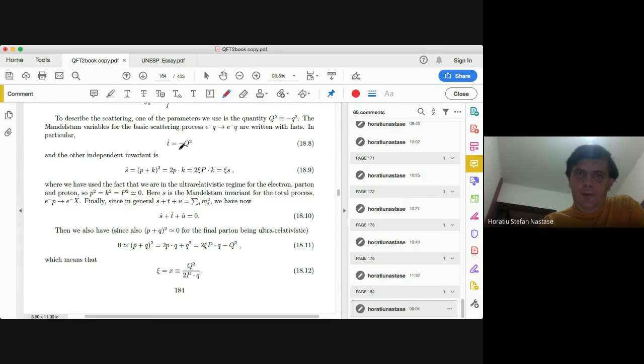All right, so we've defined T hat and S hat, and then U hat is always defined through the fact that S plus T plus U is the sum of m squared of the objects involved in the scattering. But since these are ultra-relativistic objects, this right-hand side is almost 0. So S hat plus T hat plus U hat is 0. That is, U hat is minus S hat minus T hat.